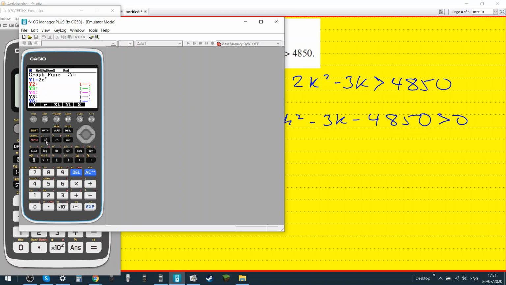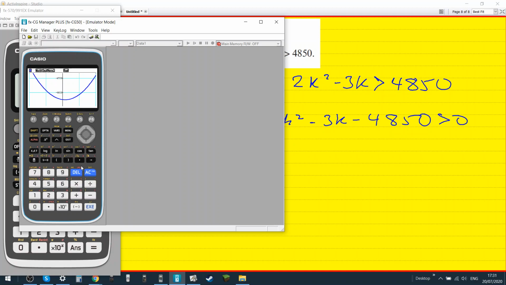2x squared minus 3x minus 4850. Let's see. Shift zoom auto. Okay. Do you know what I should do? So k is greater than minus 48.5 and less than 50.